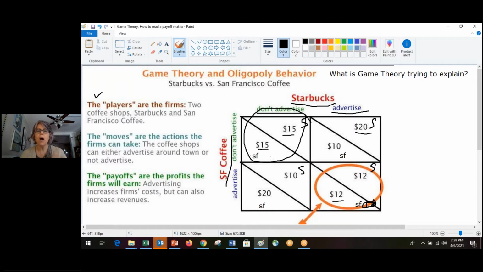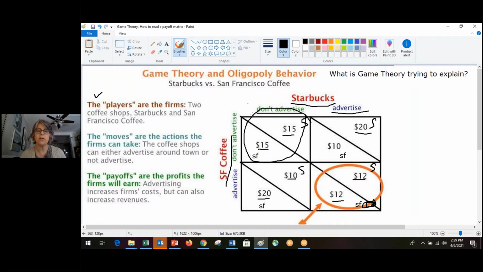But do you see why it is not likely that they will end up here unless they're part of a cartel and they could break your legs or something? I'm being dramatic, but if you're at this spot right here and SF Coffees cheats, like if they get together and say we're not going to advertise, but SF Coffee says, well, I'm going to just start sending out some postcards or something, they could make 20. But if they cheat and start making 20, then Starbucks is going to go down to 10. So then what are they going to do? They're going to advertise too. So they're both going to end up here.